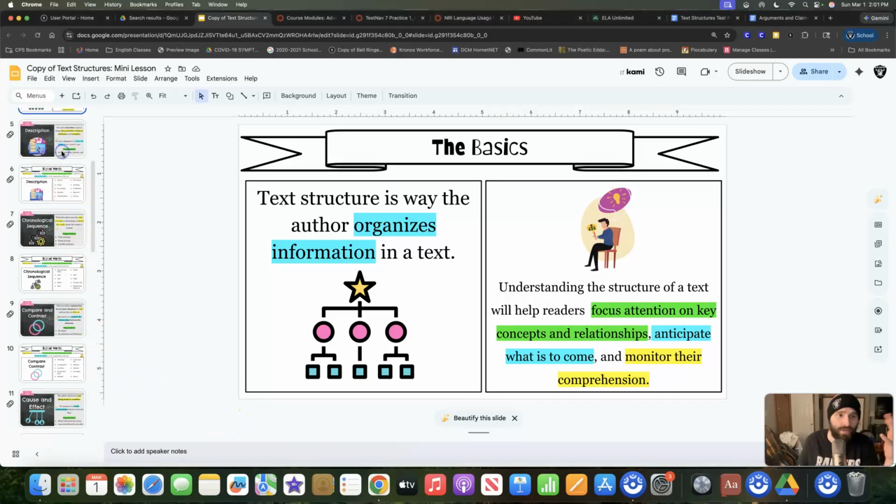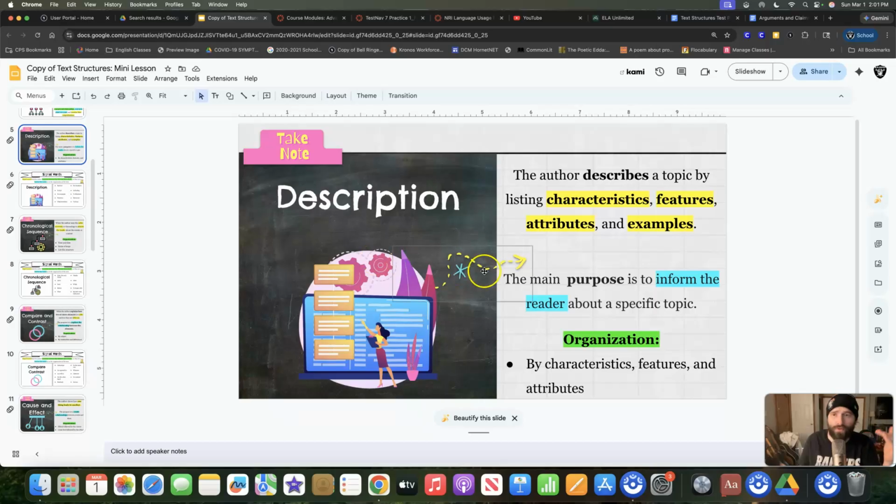So our first one is description. The author describes a topic by listing characteristics, features, attributes, and examples. It's probably the most common text structure that you see. And when it comes to text structures, the other thing is you can have an overall structure, like say it's 3 pages or 5 pages, but then certain paragraphs might not follow that. A certain paragraph might be a descriptive paragraph, or a paragraph might be a problem and solution paragraph.